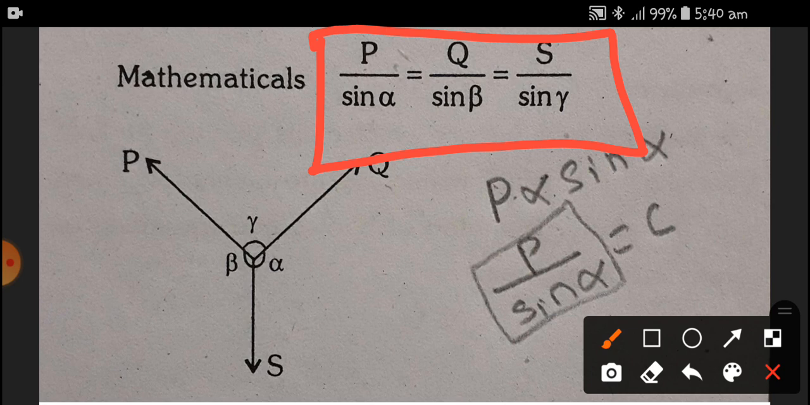So this is the essence of Lami's theorem. Lami's theorem is only applied for three coplanar and concurrent forces which are in equilibrium. So this you have to remember. There is no resolving of horizontal and vertical forces in Lami's theorem. That is also you have to understand.